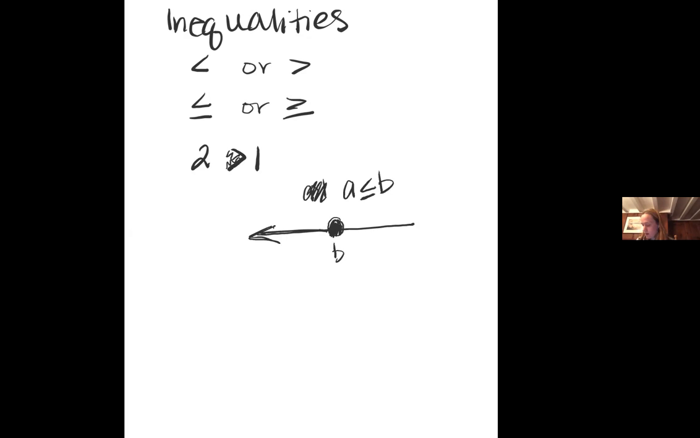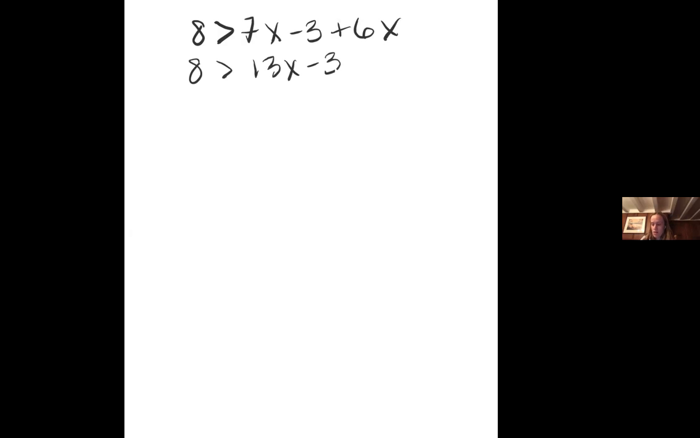All right, and then I will just solve a quick problem for an inequality to see how that's done. So here, say 8 is greater than 7x minus 3 plus 6x. Again, we'll combine like terms on a side. 8 is greater than 13x minus 3. Then we'll get it so that all of the variables are on one side, all of the constants are on another side. So we'll get 11 is greater than 13x. Divide both sides by 13. 11 over 13 is greater than x. You could also write that as x is less than 11 over 13.